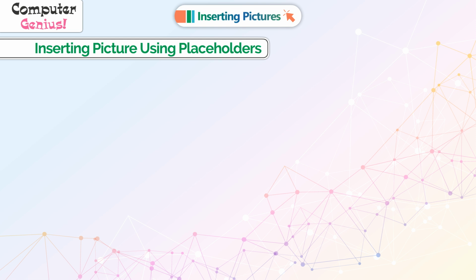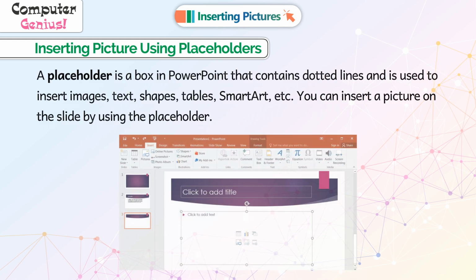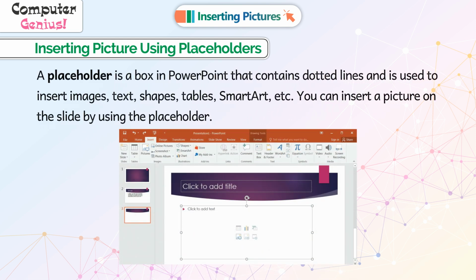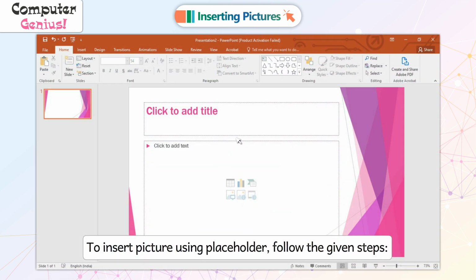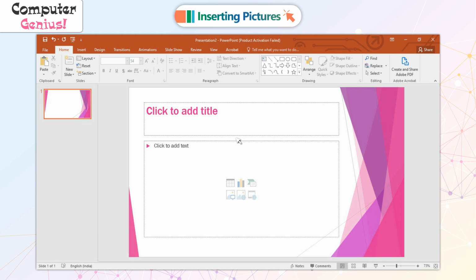Inserting picture using placeholders. A placeholder is a box in PowerPoint that contains dotted lines and is used to insert images, text, shapes, tables, smart art, etc. You can insert a picture on the slide by using the placeholder. To insert picture using placeholder, follow the given steps.